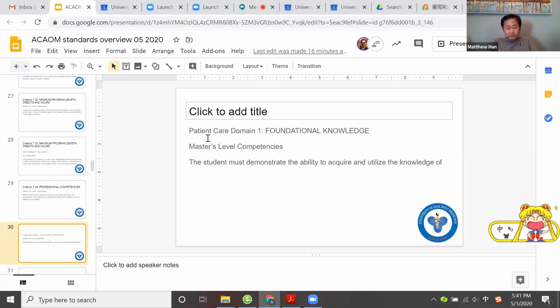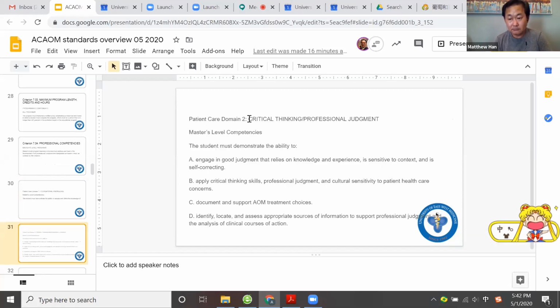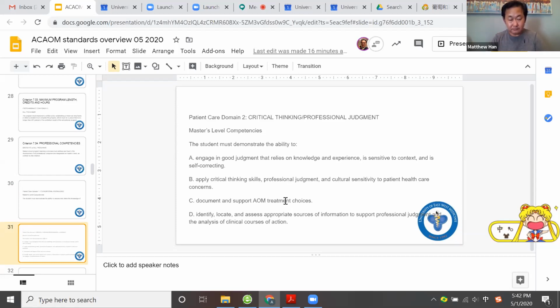And there is a really detailed patient care domain in ACAOM's comprehensive standard. It includes the foundation knowledge, and the critical thinking, professional judgment. So it's very detailed to adjust how the students should learn from this program. For example, it should apply critical thinking skills, professional judgment, and document supported AOM treatment. This is all adjusted in our whole program education.